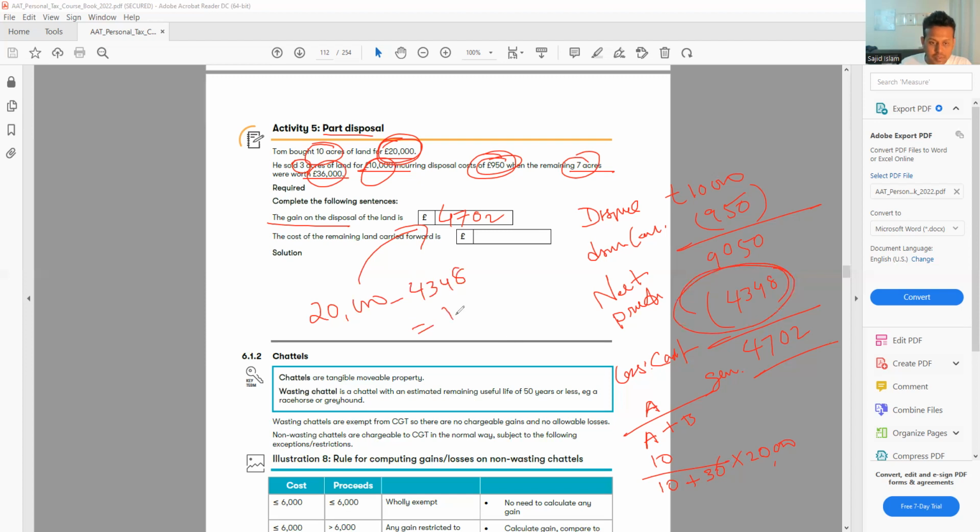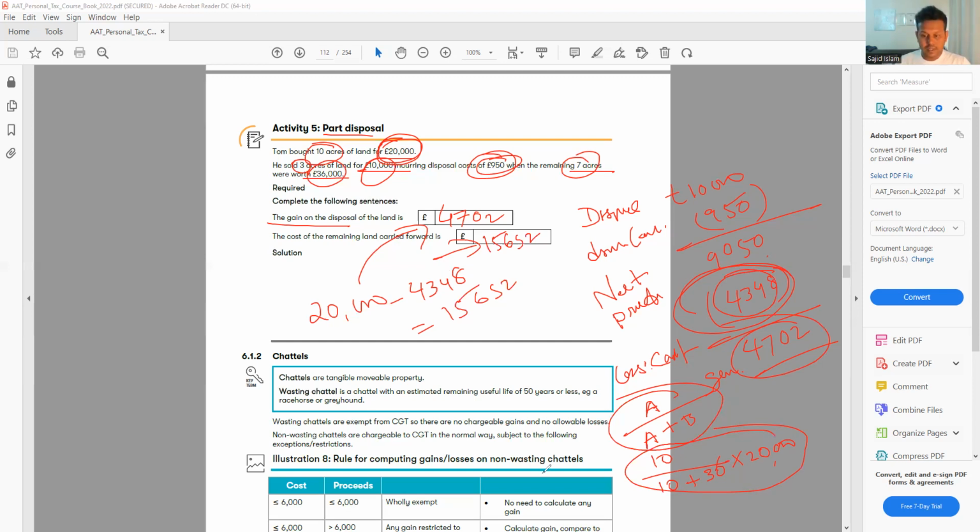So the remaining cost will be 15,652. This is the remaining land cost. So all you have to know is how to use the formula: A divided by A plus B times the total cost, and it will give you the cost for the part disposal, and you have to minus it from the net proceeds. That will give you the gain. And to find the total cost remaining for the remaining asset, whatever for the 3 acres you minus from the total cost, it will give you how much is remaining for the 7 acres.